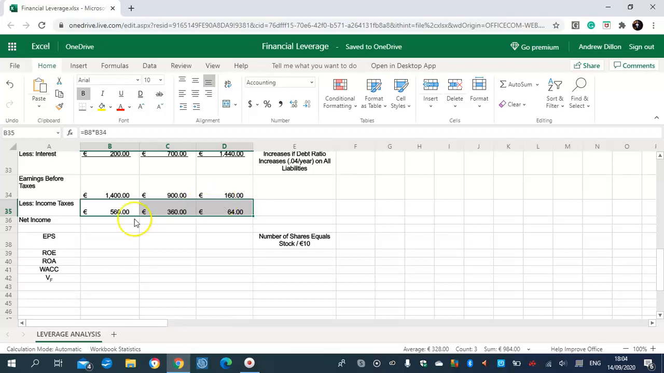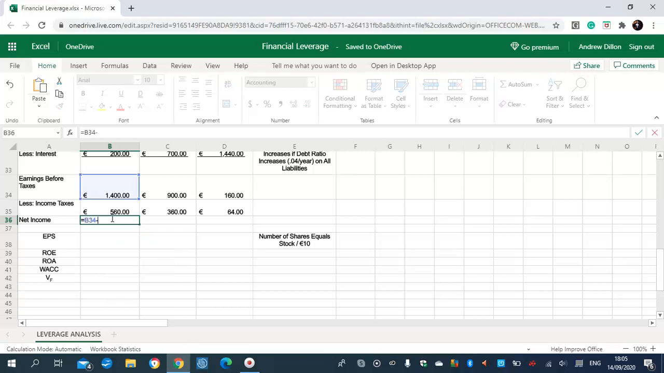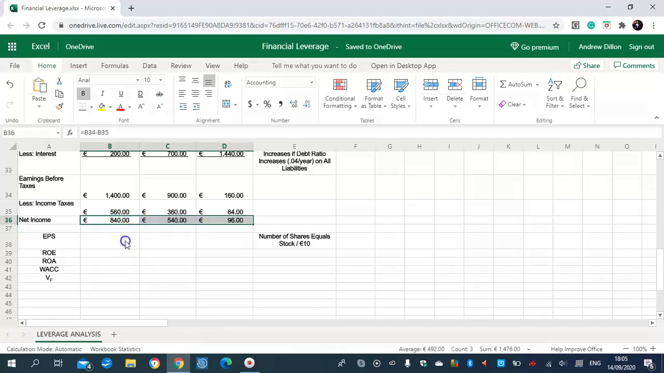That's good stuff. Now the next one is the net income. The calculation is equal to B34 minus B35. The EPS is the next one.